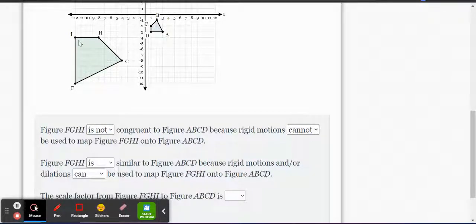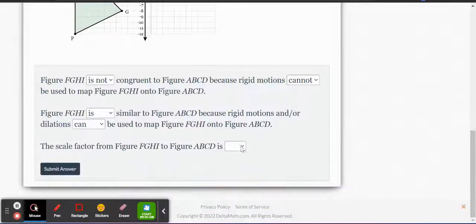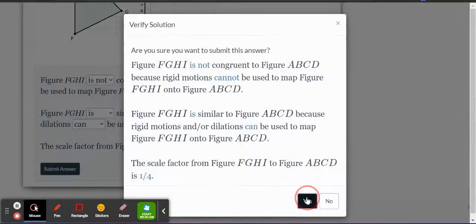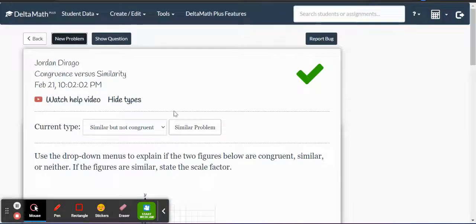Now, HI, it looks like it's being rotated then dilated, or dilated then rotated, one or the other. So HI is 1, 2, 3, 4. It looks like that corresponding side, HI, is CD right here, which is just 1. So if it goes smaller from 4 to 1, the scale factor is 1/4. Submit. Yes. Okay.